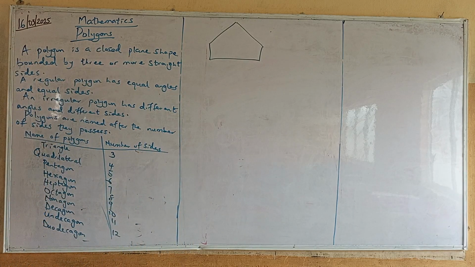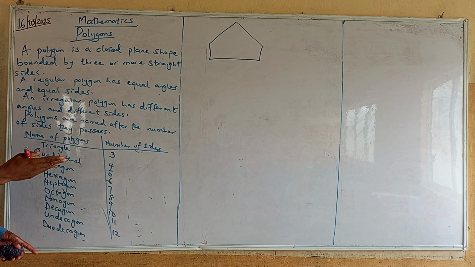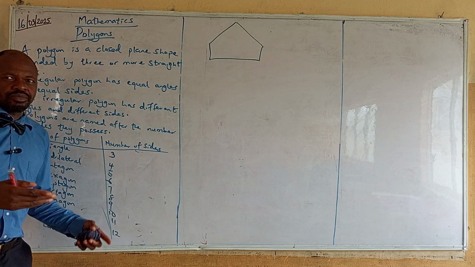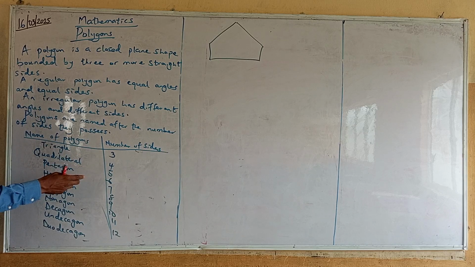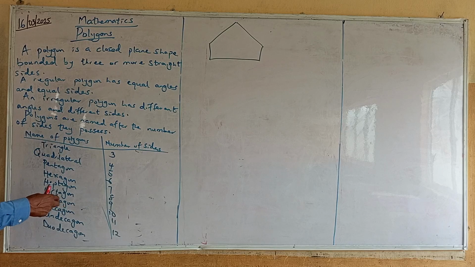Now, we said for a triangle, it has three sides. Quadrilaterals are four-sided figures like rhombus, parallelogram, then square. Then we also have pentagon, five; hexagon, six; heptagon, seven sides; octagon, eight sides; nonagon, nine sides; decagon, 10 sides; undecagon, 11; then dodecagon, 12.